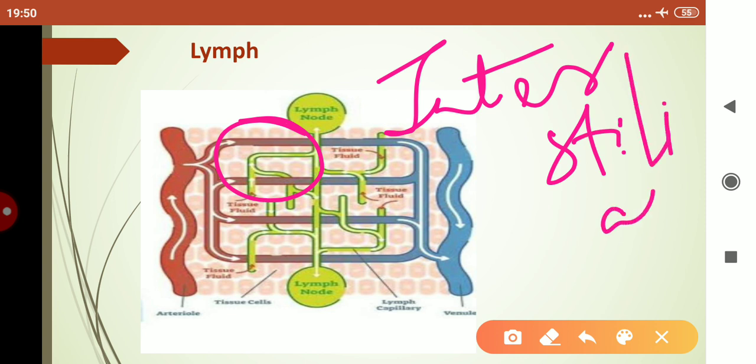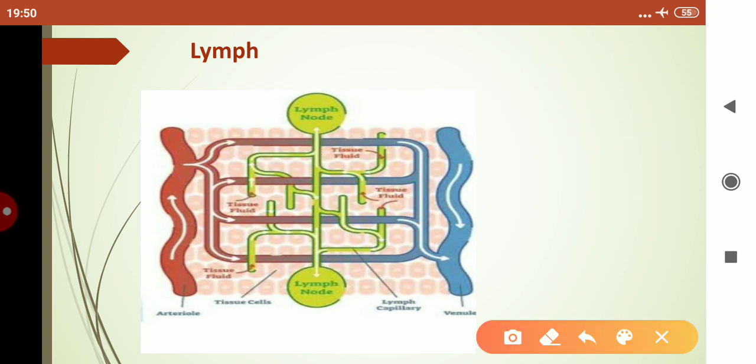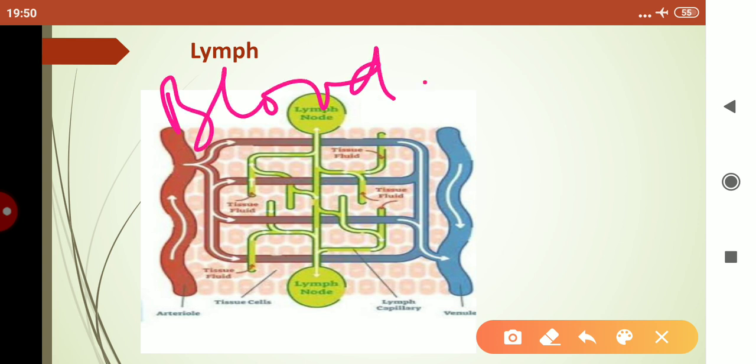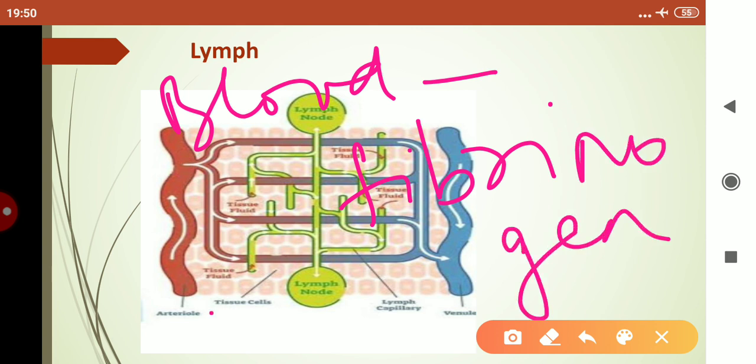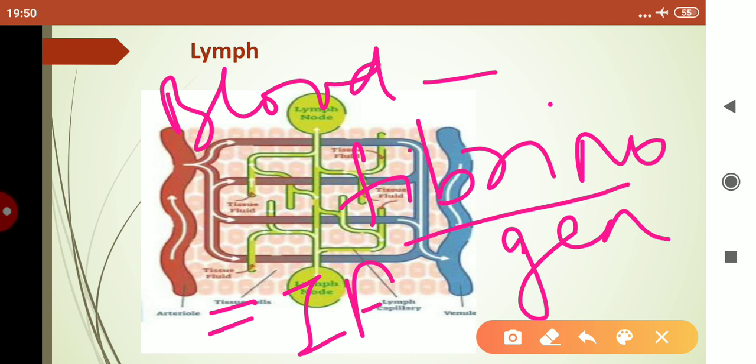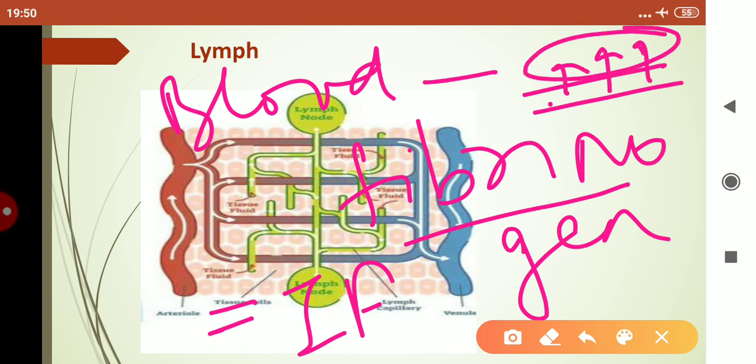Now children, I'm again repeating. I'm again writing a single line. Just take a look here. Blood minus fibrinogen is called interstitial fluid. Children, I am telling you that via capillaries, the blood contains various nutrients which have to reach every cell of the body. So as the blood goes through the capillaries towards the cells, fibrinogen is not able to cross that capillary because of its larger size. So the remaining substances of the blood move out to the cells. Now this substance is called interstitial fluid.